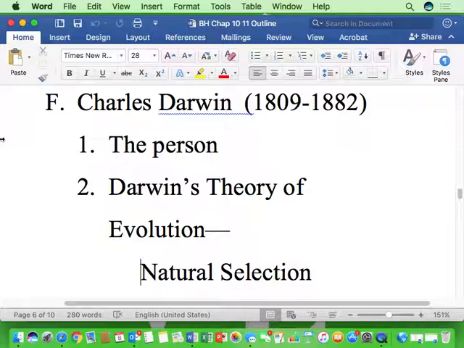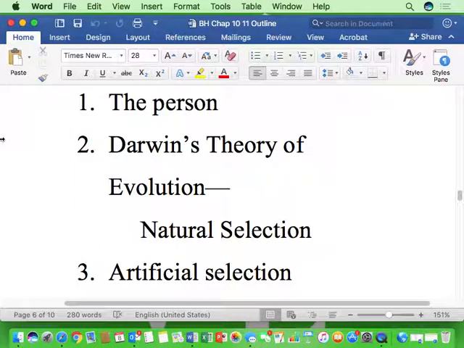All right. So with natural selection, nature is deciding what are the good traits. What are the traits that will help you survive? Darwin also talked about artificial selection. And with artificial selection, it's the humans who choose which traits are favorable.